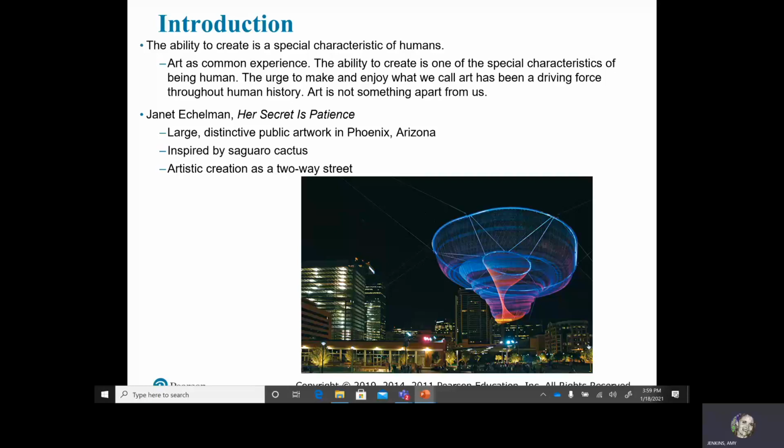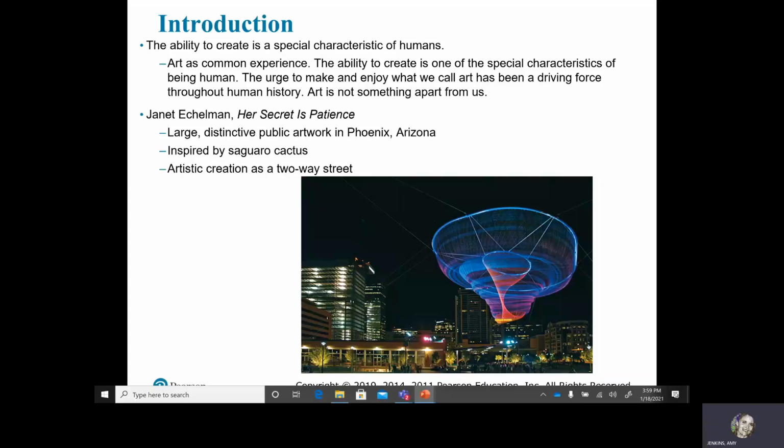Introduction. The ability to create is a special characteristic of humans. Art is a common experience. The ability to create is one of the special characteristics of being human. The urge to make and enjoy what we call art has been a driving force throughout human history. Art is not something apart from us.